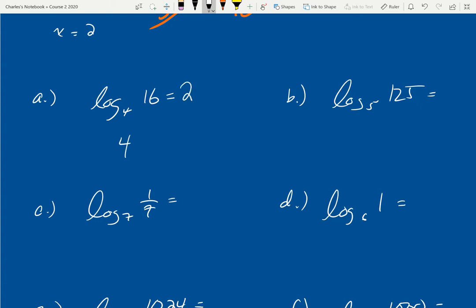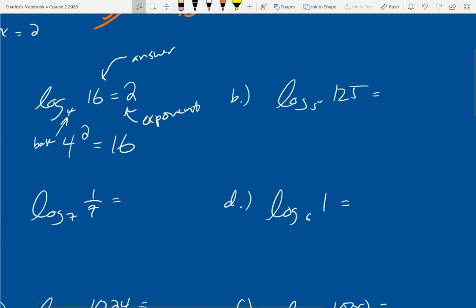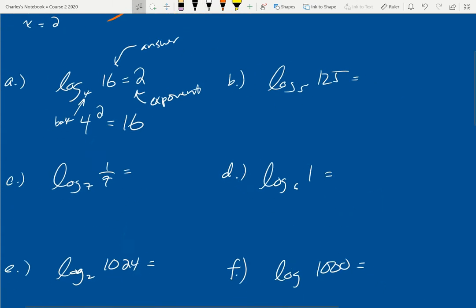So for example, log base 4 of 16 is equal to 2. And the reason that that's true is because I can write the statement as 4 to the second power is equal to 16. So this thing is the base, this is the exponent, and this is the answer. And I think you have to just kind of get used to doing a couple of these, and then the basics of a logarithm makes sense.